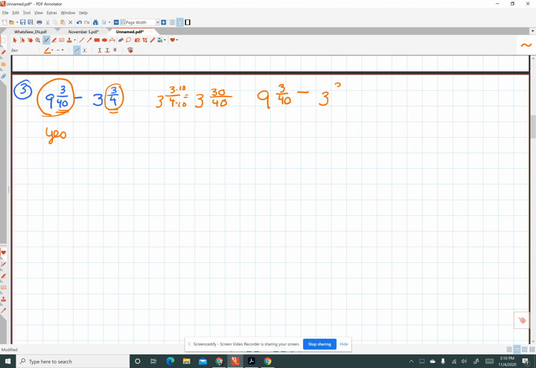So now what we have is 9 3/40 minus 3 30/40. Well, we need a larger number here. So we're going to borrow from the 9. So first we do 9 take away 1 is 8. And then we take that 1 and we show the 1 as 40/40 because anything over itself equals 1. And now we're going to add the 40/40 to 3/40, which will give us 43/40.